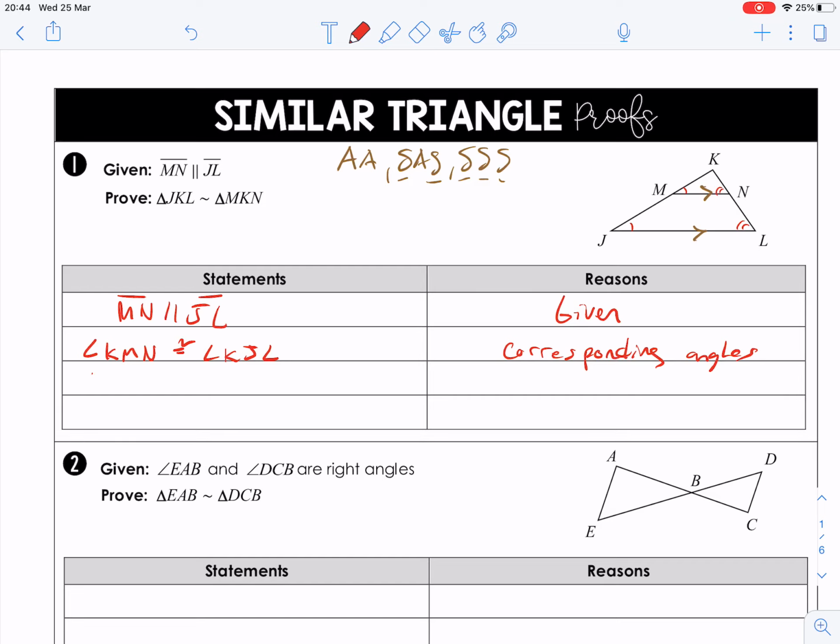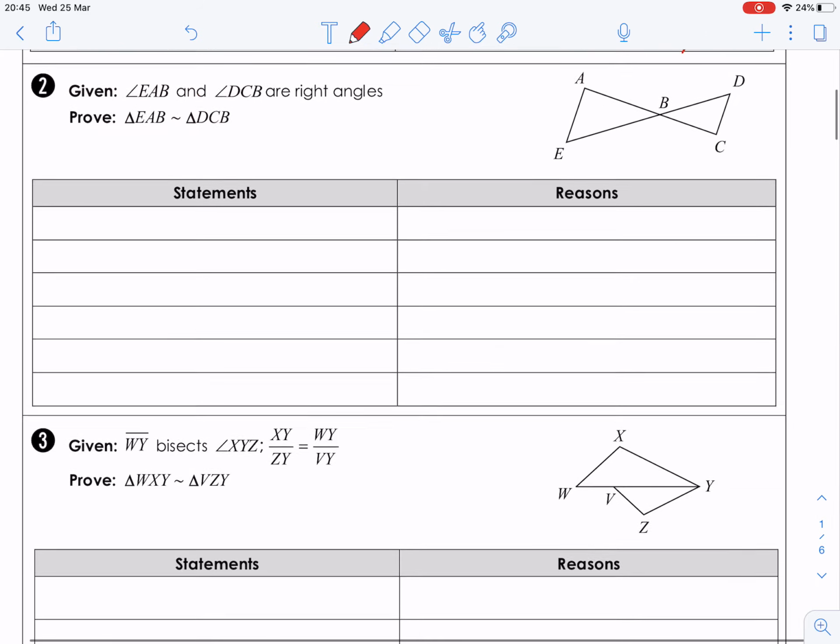Good. Same thing with the other one. KNM is congruent to KLJ because of corresponding angles. We could have also said angle K is congruent to angle K because of the reflexive property, but I chose this. So we have AA, we have our two angles. So JKL is similar to triangle MKN because of AA similarity. There we go. There's one. Next.